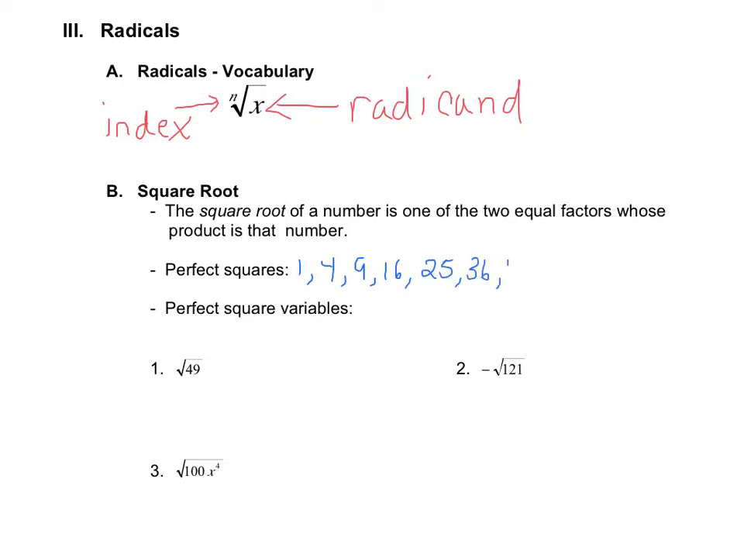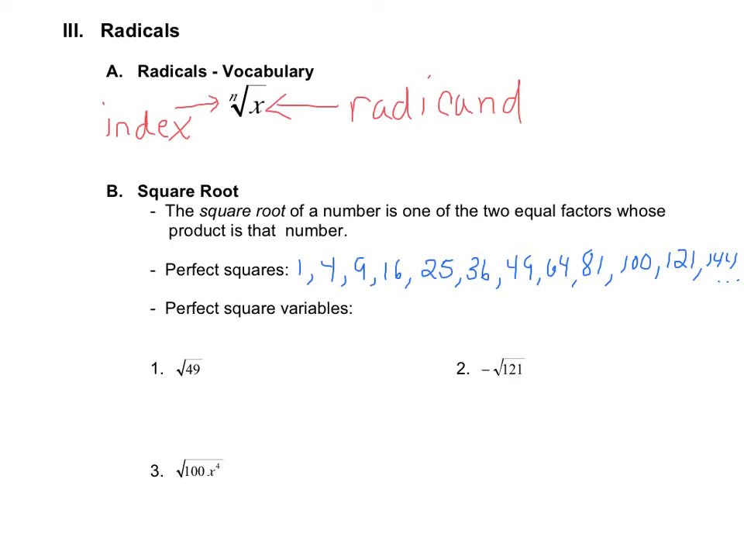36, 49. 8 times 8 is 64, 81, 100, 121, 144, and it goes on. Dot, dot, dot. Now let's talk about perfect squared variables.